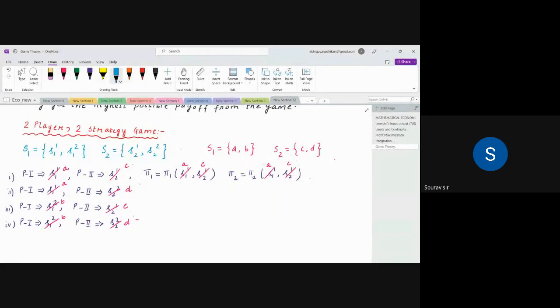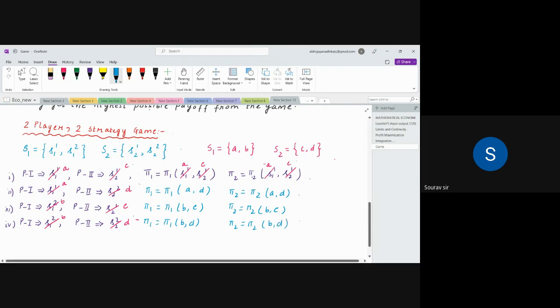From the second case, can anyone tell me what pi 1 depends upon? A and D. And similarly, pi 2 depends upon A and D. For the third, B and C. And the fourth one will therefore be pi 1 is a function of B and D, and pi 2 is a function of B and D. Okay.